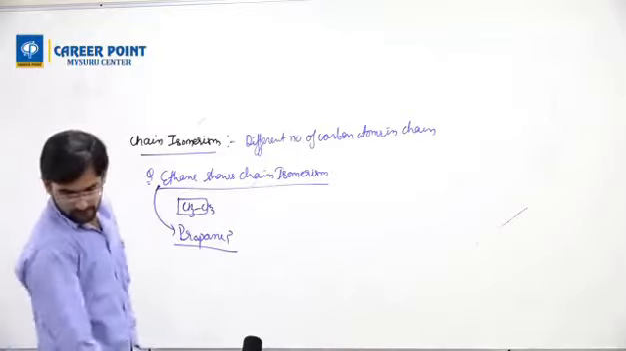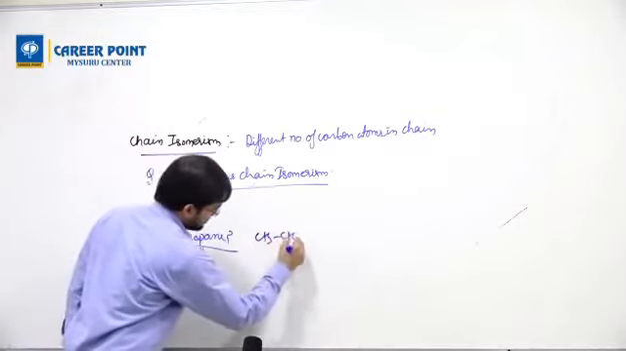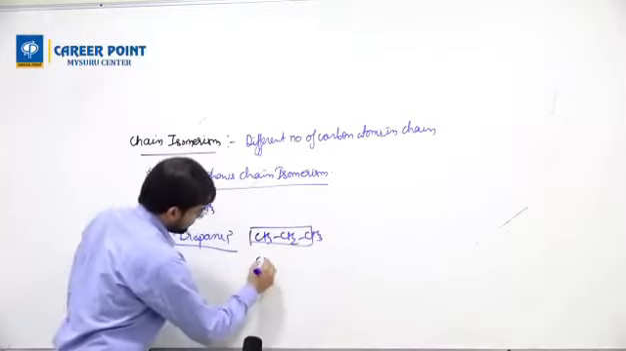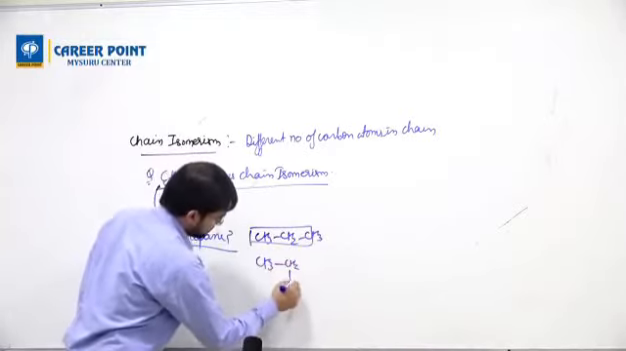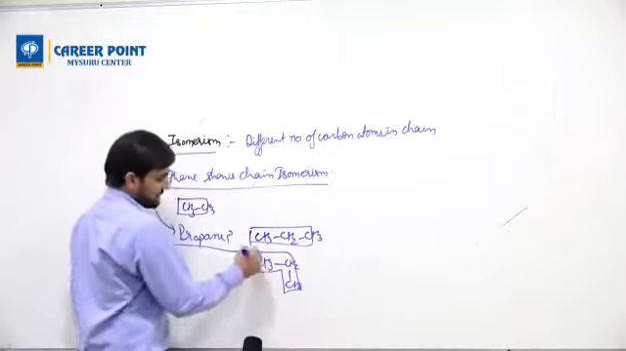What about propane? Propane also: CH3, CH2, CH3. If I arrange them like this, what is the longest chain? Again it is a 3 carbon chain.